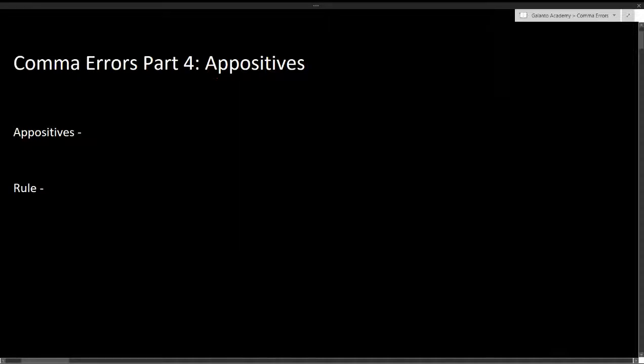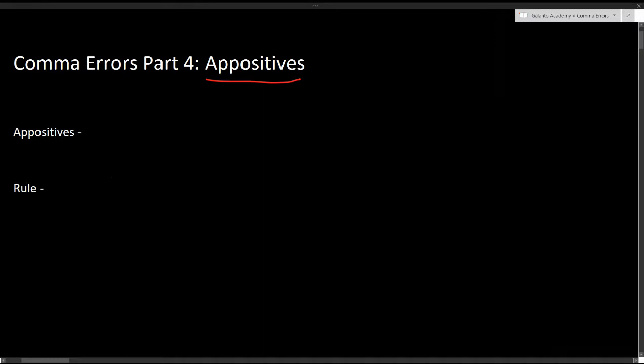So for this video, we're going to be talking about appositives. And we're going to start with the definition and the rule for when you need to use commas. But if you don't understand it right away, don't worry. This is one of the trickier comma rules on the outset of it. But once you look at a few examples, you'll start to get a feel for what is an appositive and when we need to use commas for it.